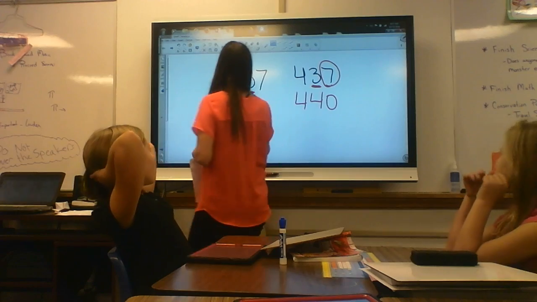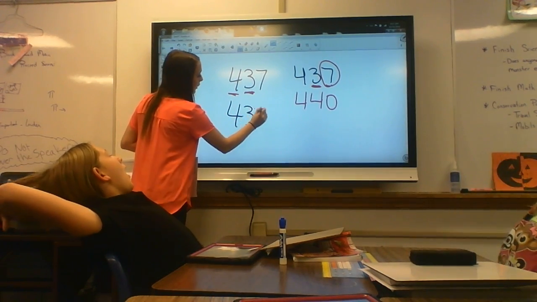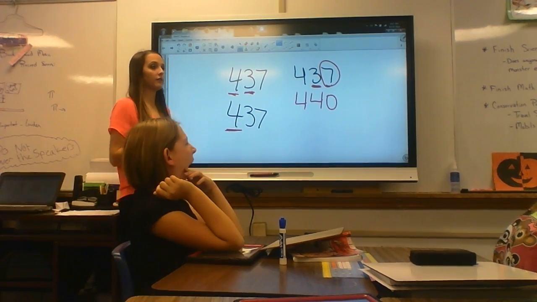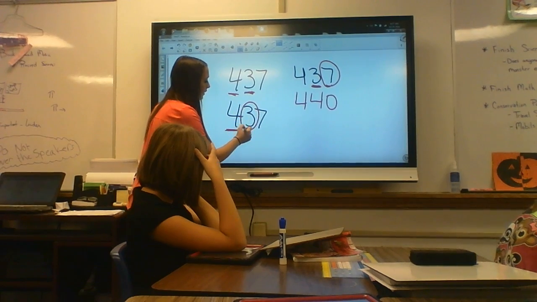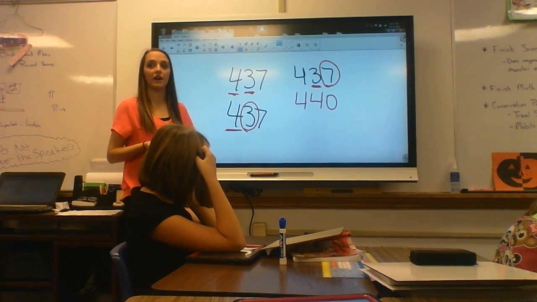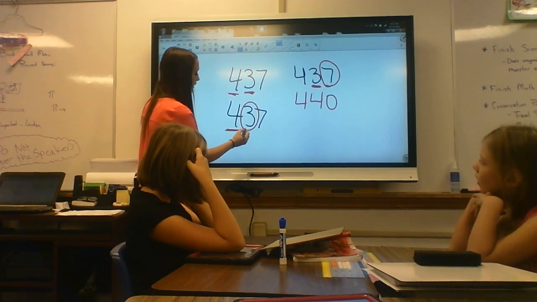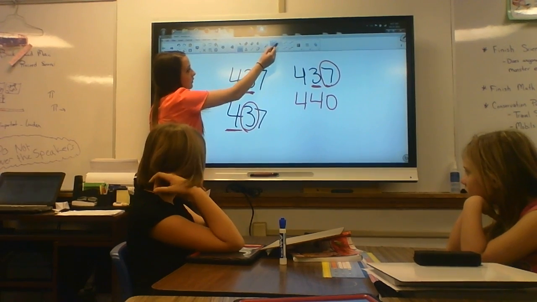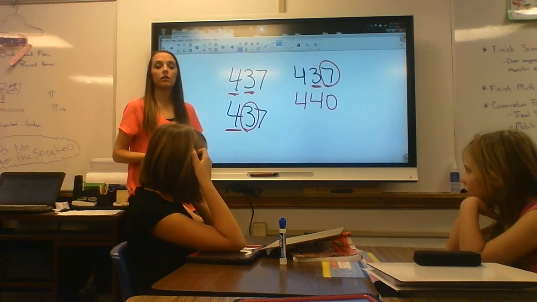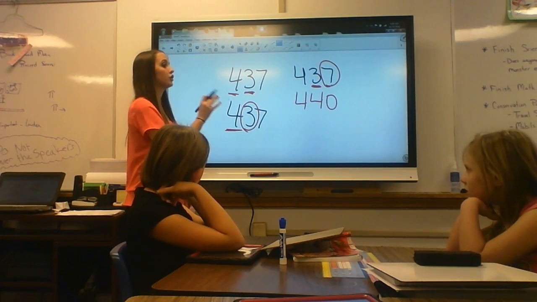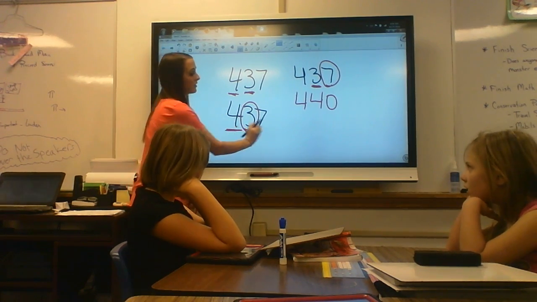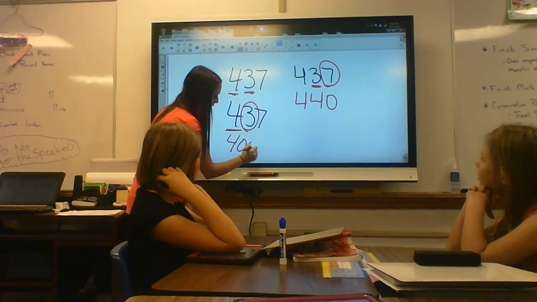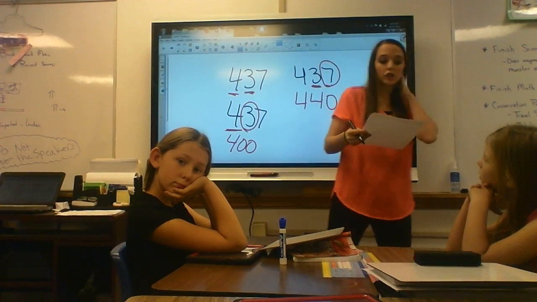Okay, so let's do the same number, and we're going to round it to the hundreds place. So what number are we going to look at, Nate? 3. Is it less than 5 or greater than 5? Less than 5. So what will this number stay as or be? So what will our number be? 400. We're just doing it to the hundreds place, remember? So all the rest of these will be zeros. So what number? 400. Very good.